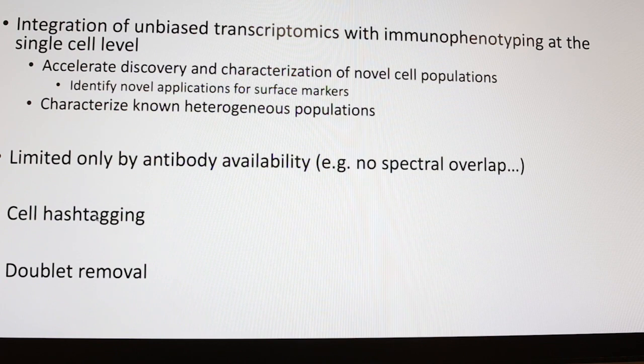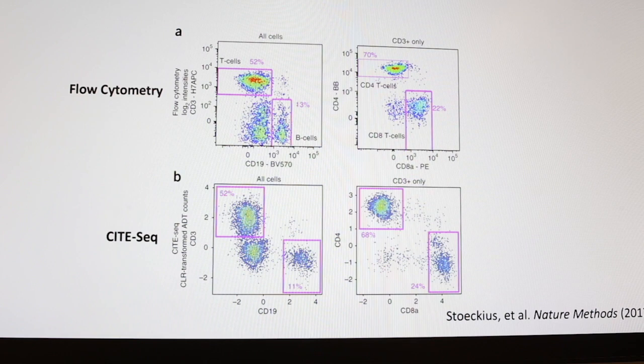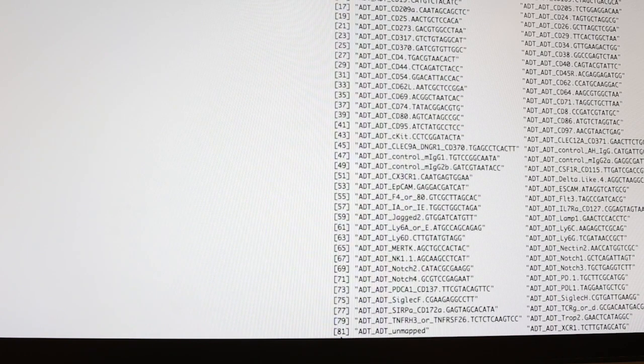Okay, it's really only limited by the availability of the antibodies. It's not like flow, obviously, where you're limited by spectral overlap. You have enough barcodes to do every protein in the genome if you wanted. So there's no limit. Again, cell hashtagging is a good feature with this. I'll skip this slide. This is just to show that the data looks similar to what you'd expect by flow cytometry. This is the list of markers that I used for my latest experiment. If you're interested, we can look into this a little bit more later.